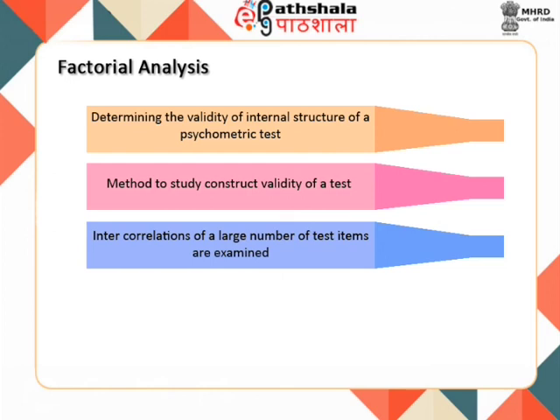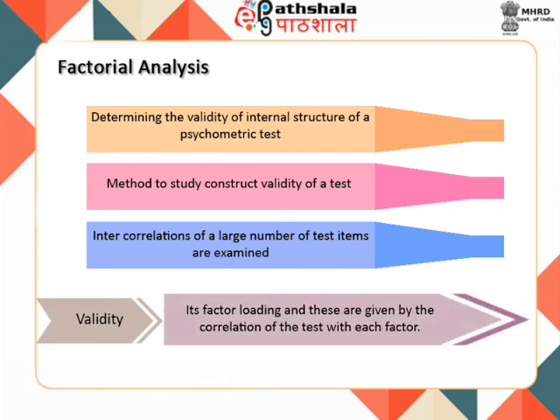A factor is thus a combination of test items that show strong correlations with each other. The validity of a given test is thus defined by its factor loading, and these are given by the correlation of the test with each factor. For example, a vocabulary test may correlate 0.85 with the verbal factor extracted from the entire test battery. This coefficient becomes the test's factorial validity.